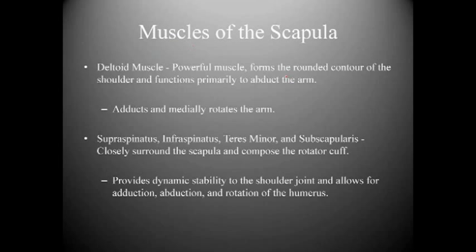The deltoid muscle is a powerful muscle which forms the rounded contour of the shoulder and functions primarily to abduct the arm. So function is to abduct. When you think of abduct, it means to go or remove, and adduct means to add. And so abduct means to take the arm away from the body. So extend the arm outside of the body. It adducts and medially rotates the arm as well. So it kind of functions with the latissimus dorsi muscle in the sense that it causes adduction as well, and it is in charge of rotating the arm.